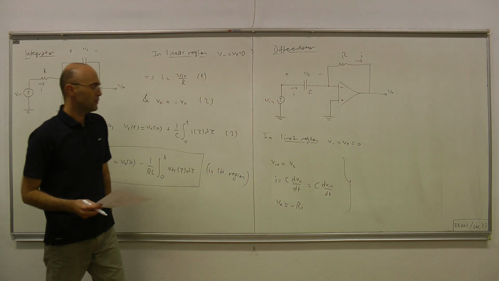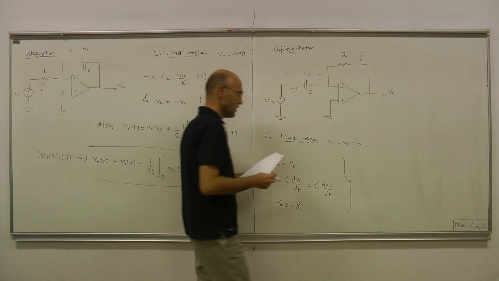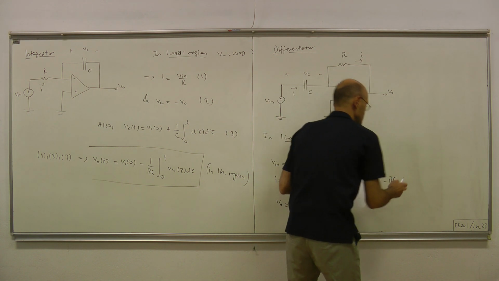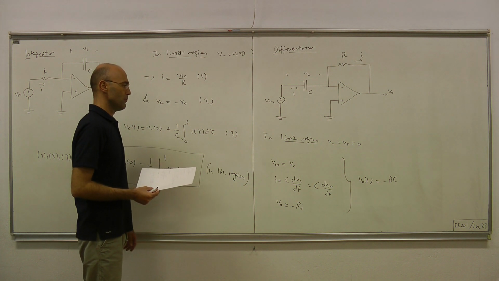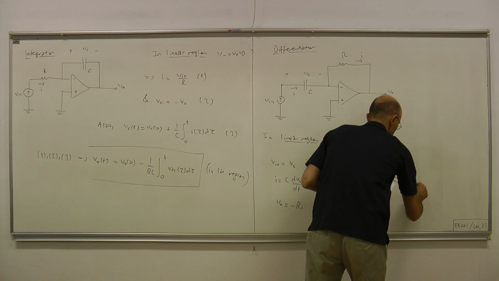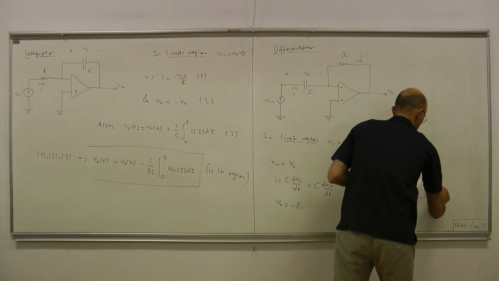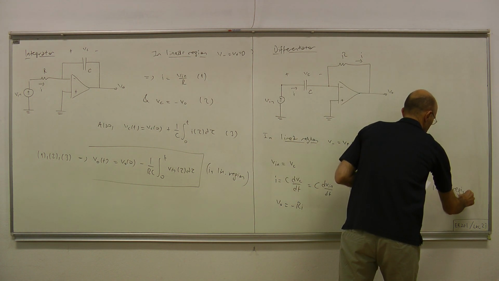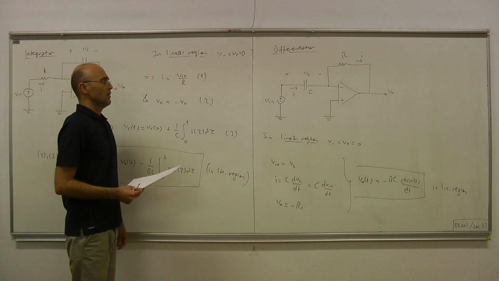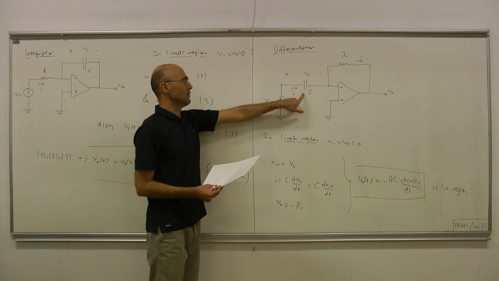Now if you get rid of I, the current, in the last two equations, what we obtain is V out equals minus RC times the rate of change of the input voltage, dV in over dt, in the linear region. And that's a simple way to obtain a derivative operator using an op-amp and a dynamic component.